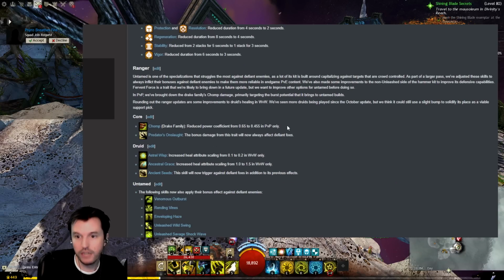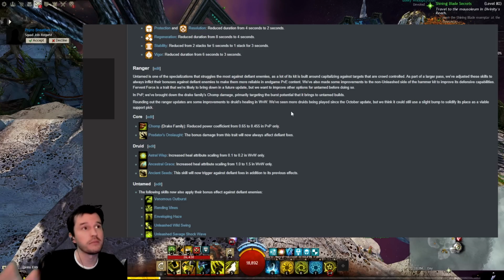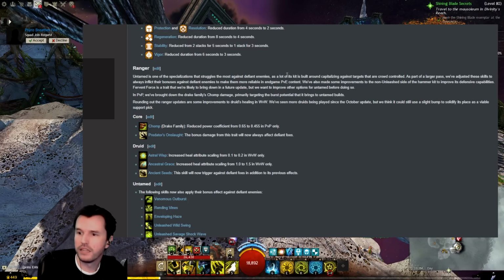Ranger. Untamed is one of the specializations that struggles the most against defiant enemies. Once again, that's basically like a boss that you cannot stun. Untamed has a lot of skills that are like, you know, bonus damage after stunning a target, etc. This is talking about that topic. A lot of its kit is built around capitalizing against targets that are crowd-controlled. As part of a larger pass, we've adjusted these skills to always inflict their bonuses against defiant enemies to make them more reliable in endgame PvE content.